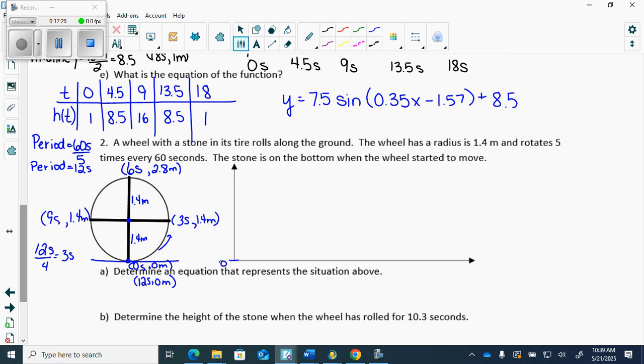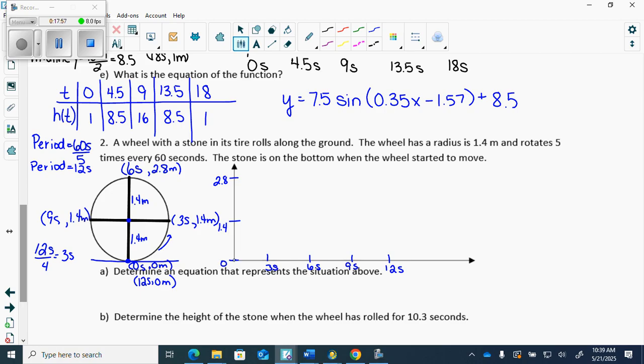So this is 0, 1.4, 2.8, and then I have 3 seconds, 6 seconds. Sometimes they ask you for 2 full rotations, right? So then I would actually just squish this and go to 24 seconds. So you have to watch what it asks for, right?